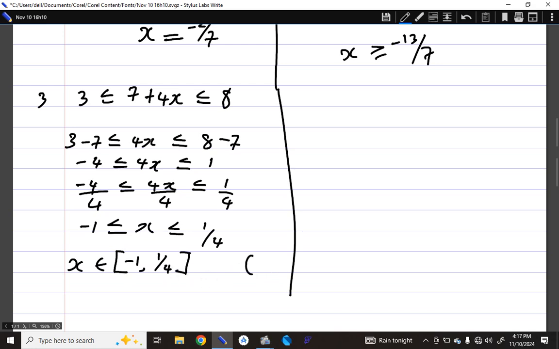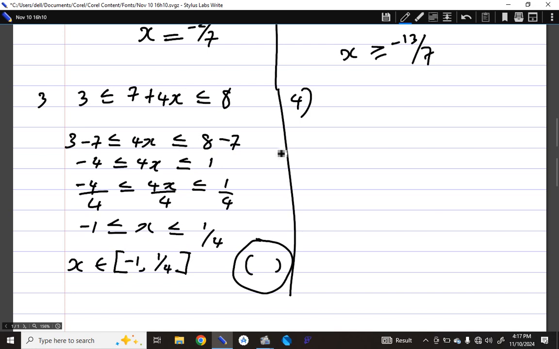Please do not use this type of bracket because I'm having less than or equal to. But if it is just less than without this equal to, then I will not use this type of bracket. So know the difference. We use this block bracket when we have equal to attached to less than. Okay, so question number 4.